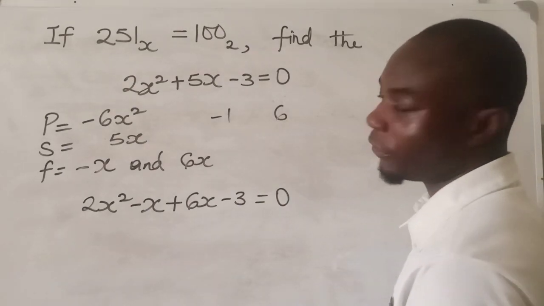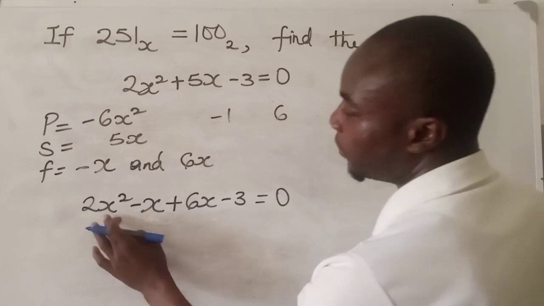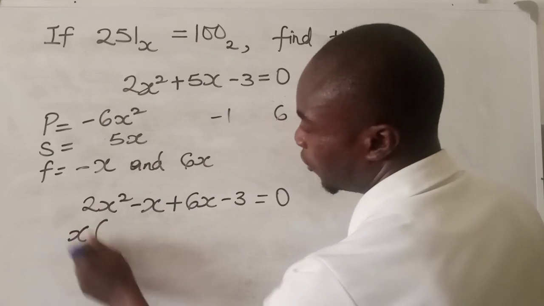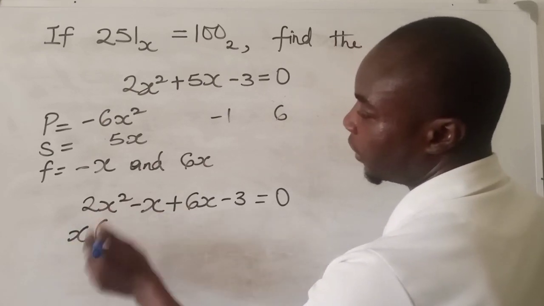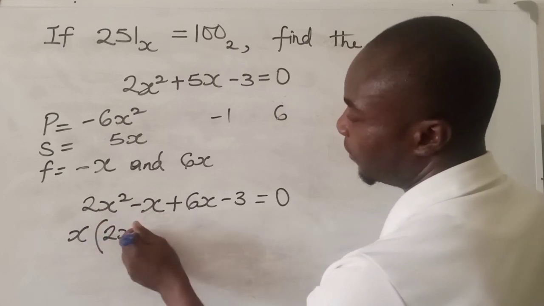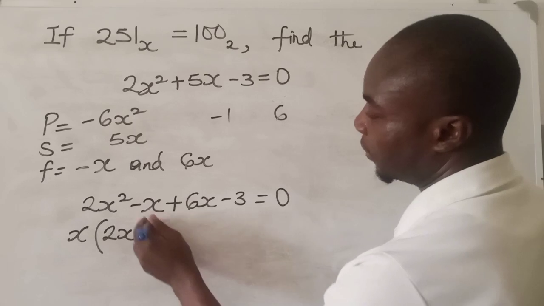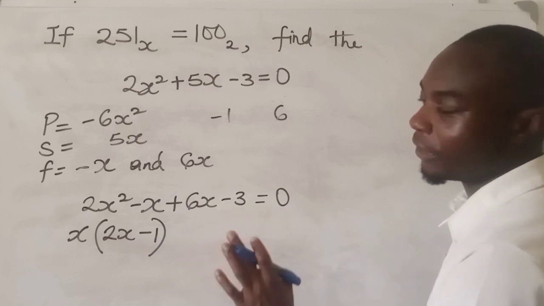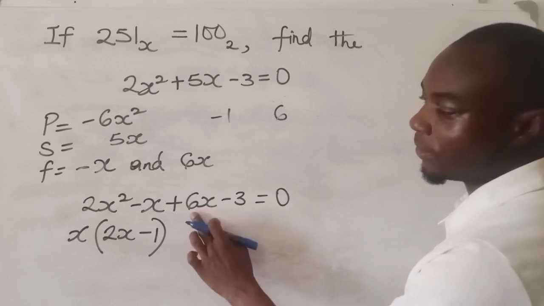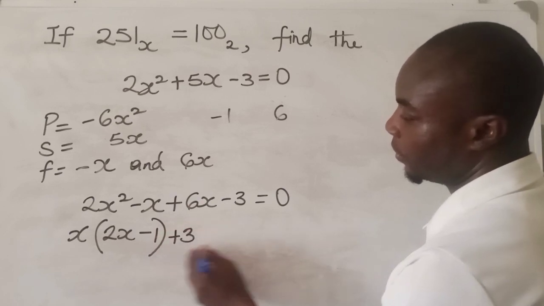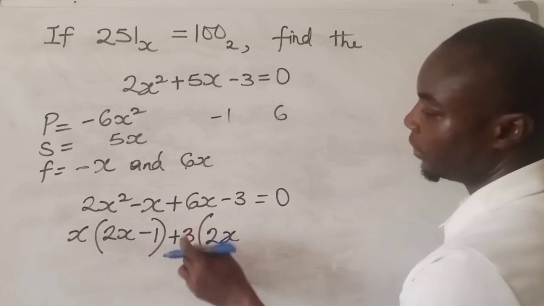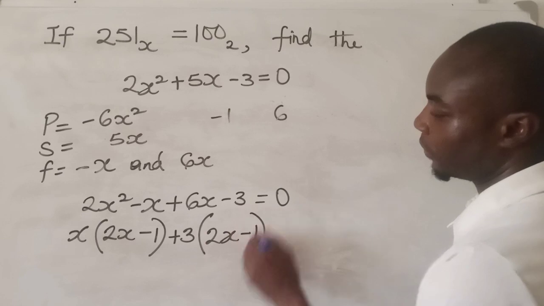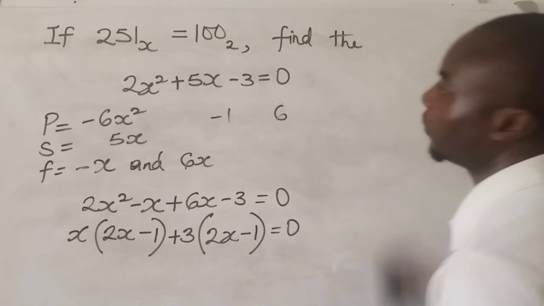The next thing we're going to do is to factorize what is common between 2x squared and x. The value of x is common, so we can bring out x and open the bracket. x into 2x squared will give 2x. We bring down our minus sign. x goes into x is 1. So we'll close our bracket. What's common between 6x and 3? The value of 3 is common. That means 3 can go into 3 and 3 can go into 6. So we'll bring down our plus 3 outside the bracket of 2x. That is 3 into 6x gives 2x. We bring down our minus sign, and 3 goes into 3, 1. And that's equal to 0.